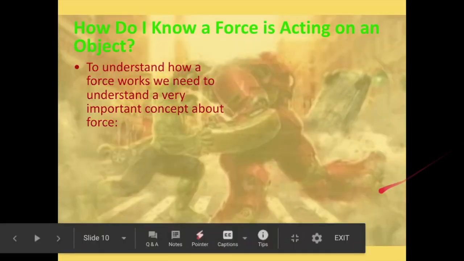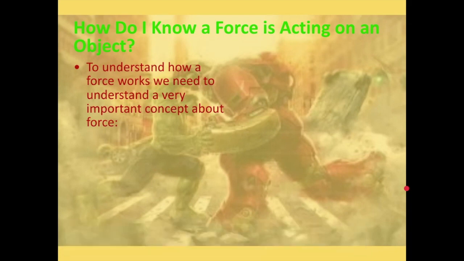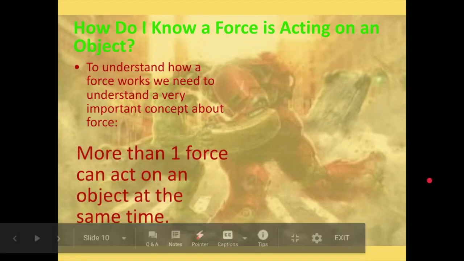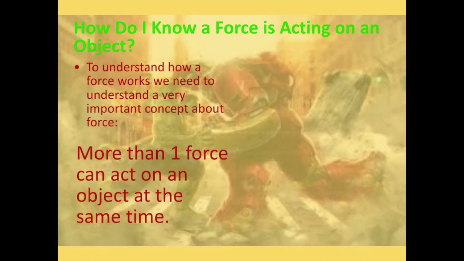So, how do I know that a force is acting on an object? In order to understand how forces work, we have to understand a very important concept about force, and that is that more than one force can act on an object at the same time. Now, I know you're saying, how's that possible? How can more than one thing be pushing and pulling on an object at the same time? Well, I want you to look at this example.